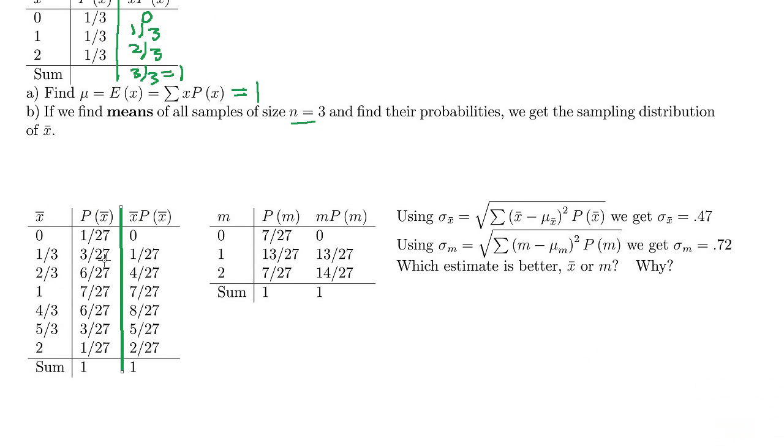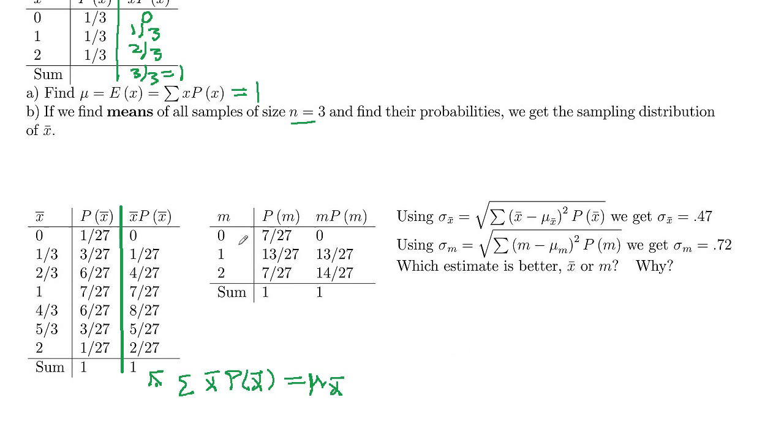So these two columns, that's your sampling distribution. And then if you multiply straight across, you get these products, you sum them all up, and you get 1. So this is the sum of x bar times the probability of x bar, which is the mean of our x bar distribution.